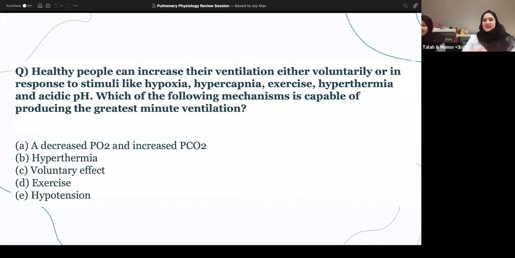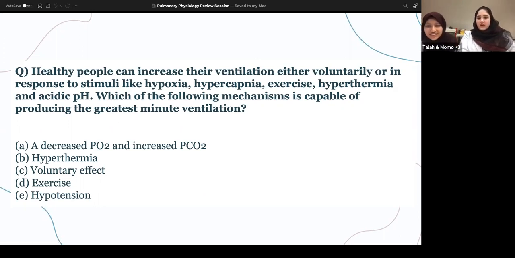So the last question. It's more of memorization, but healthy people can increase their ventilation either voluntarily or in response to stimuli like hypoxia, hypercapnia, exercise, hyperthermia, and acidic pH. Which of the following mechanisms is capable of producing the greatest minute ventilation? C. Okay, why do you think it's C?